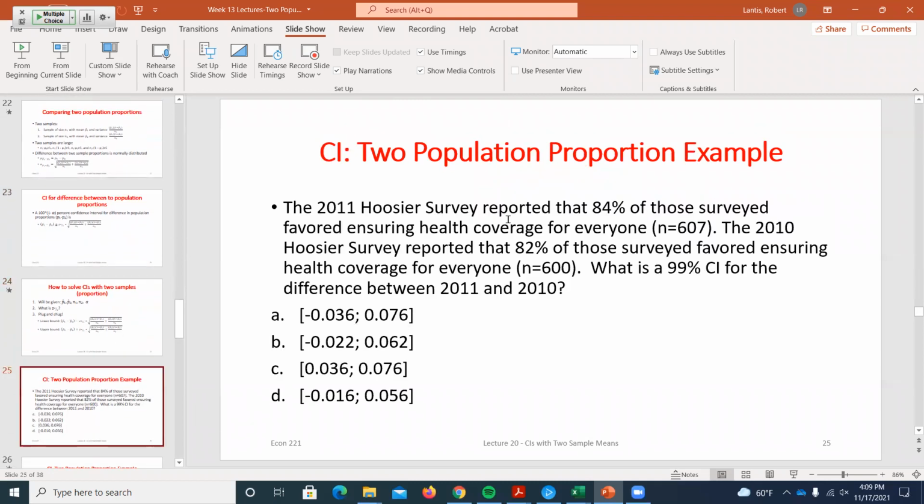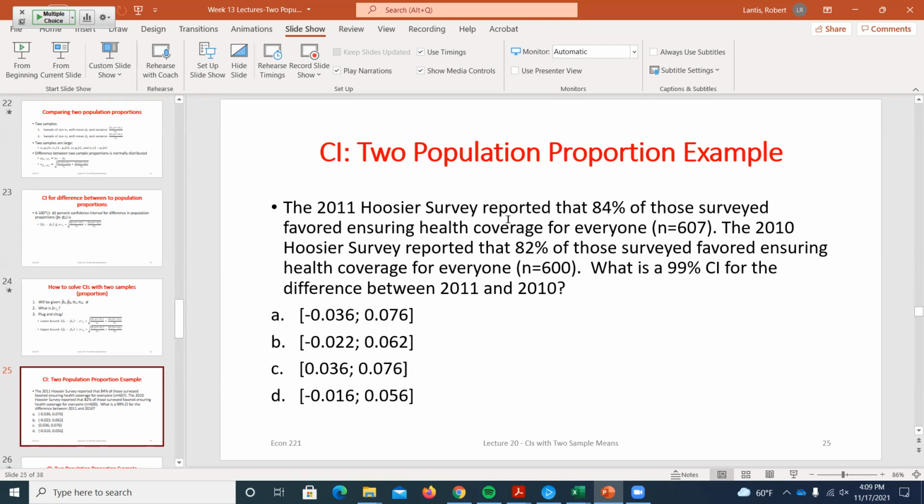So let's say I had something like this. I've got 84% of people in 2011 supporting healthcare coverage for everyone, and 607 people were asked. In 2010, only 82% favored it, where we had a sample size of 600. So let's say I wanted to build the 99% confidence interval from the years 2011 to 2010.